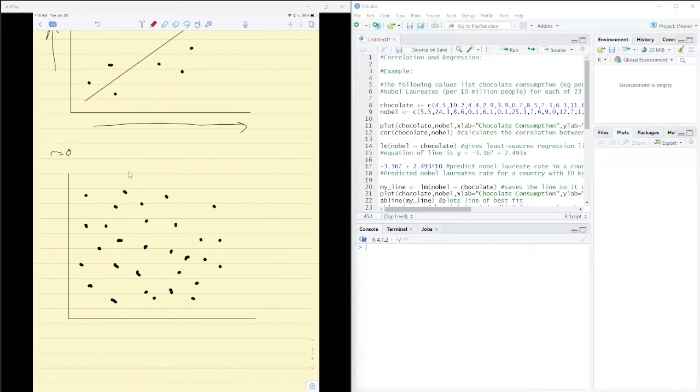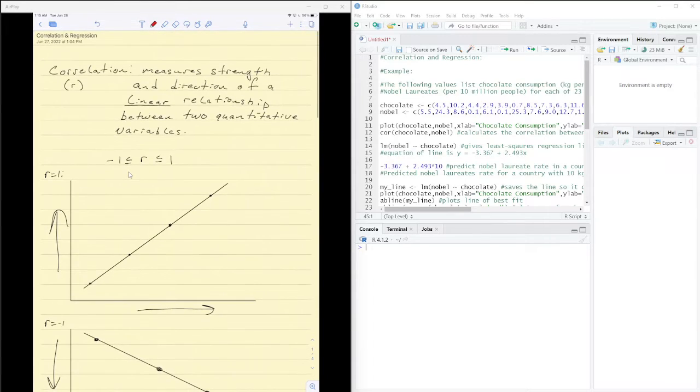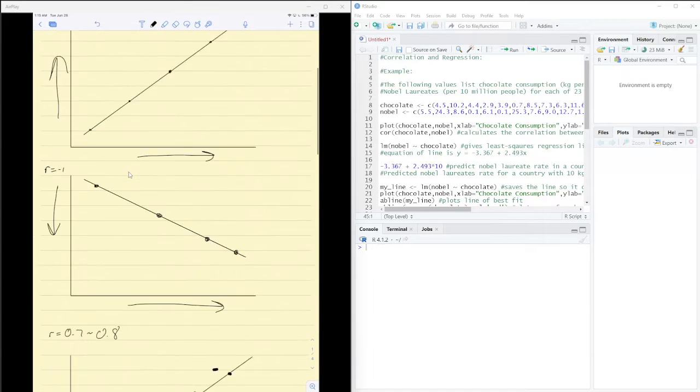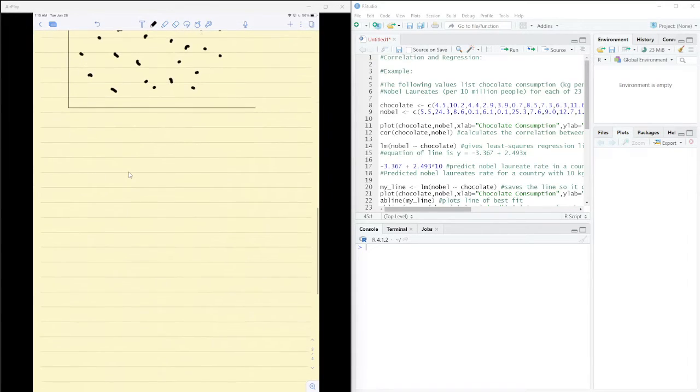No correlation means that there is no linear relationship between two variables, meaning there's no relationship with a line. That doesn't mean no relationship whatsoever. Another example of low correlation, so you can have variables that are not correlated but still have some type of relationship. For example, if I looked at something like this, let's draw it like this.